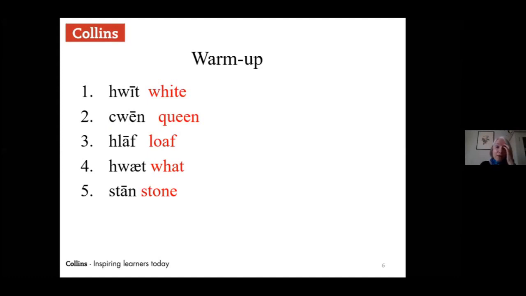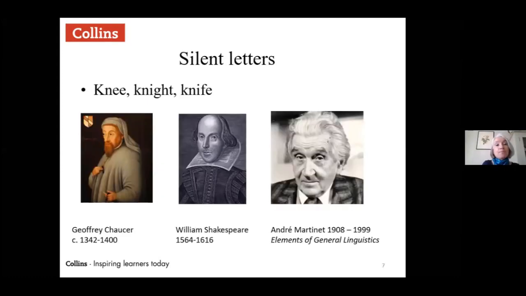So I'm going to start by thinking about silent letters. We're going to have a look, first of all, at the silent letter K, as in knee, night, and knife. Now, Chaucer, who some of you will know is a very well-known early Middle English writer, and William Shakespeare, early modern, would both have pronounced the K at the beginning of these words. They would have said knee and knife. But that sound has gone. It's dropped out of the language completely.